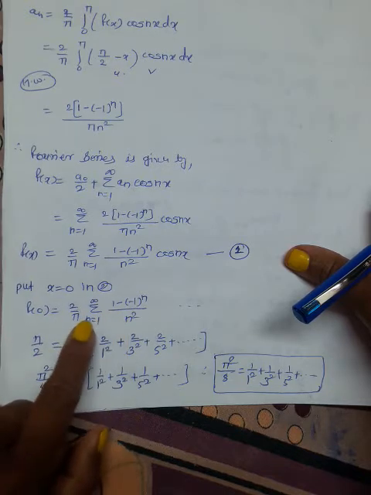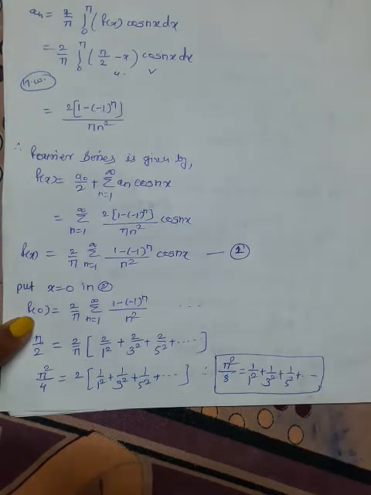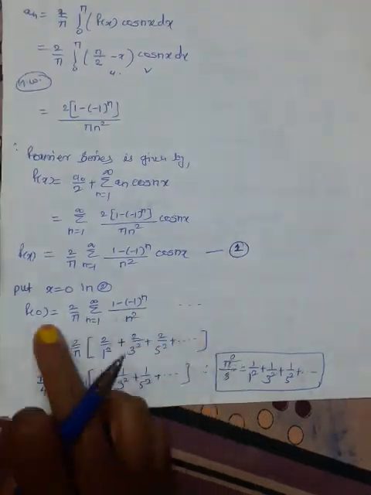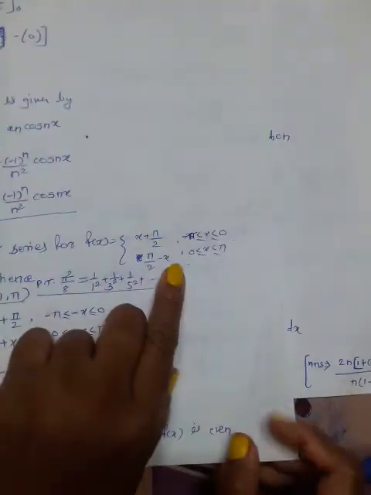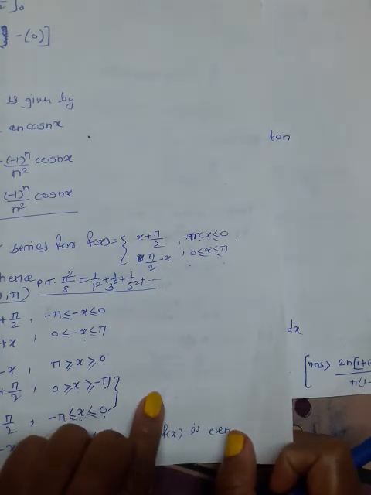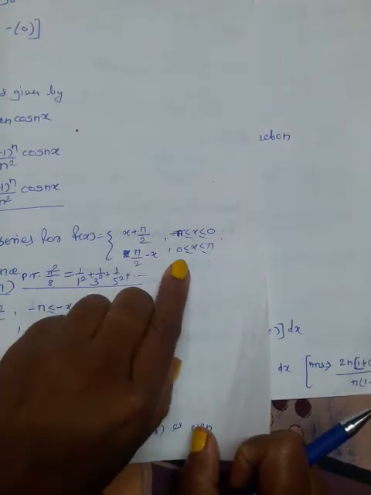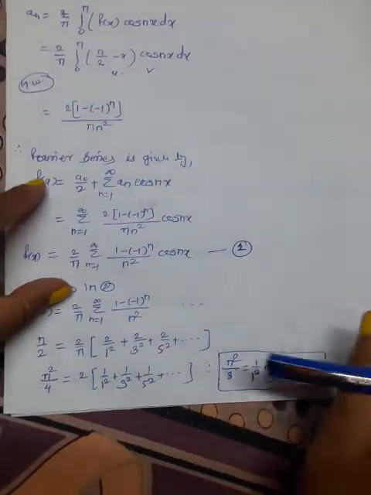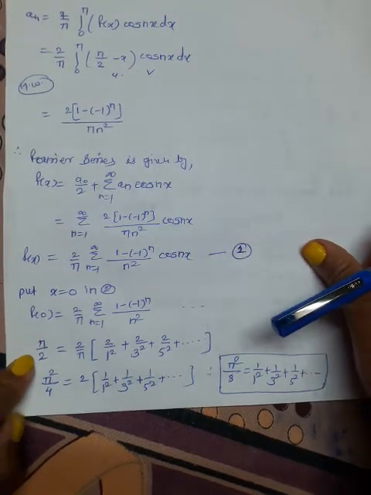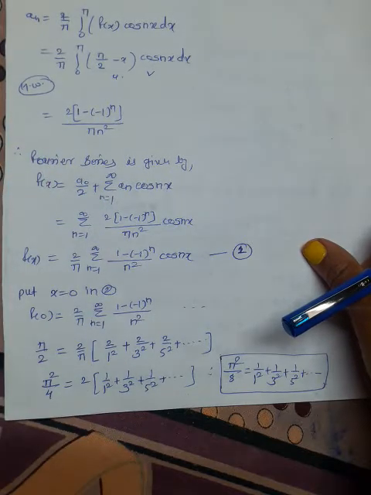Now expand this summation by putting n is equal to 1, 2, 3 and so on. And we know f of 0, where we put x is equal to 0. F of 0 means putting x is equal to 0 in the original function. Original function is this. Wherever you put x is equal to 0, you will get the same answer, pi by 2, pi by 2. Therefore, we are taking f of 0 as pi by 2. It is not the same for all examples. In this particular example, the function values are the same. That's why we are taking pi by 2.